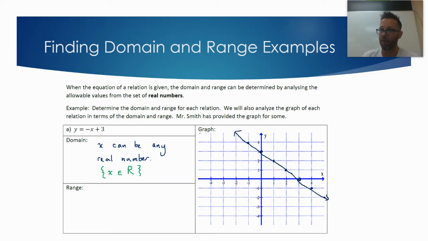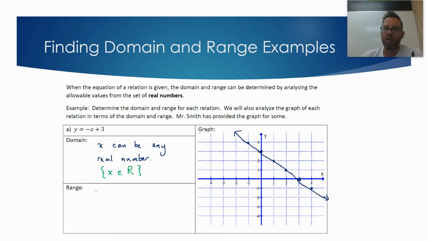I mean, we're taking the functions course. We're choosing to take the highest level of math, high school math. We got to get used to this kind of formal language. So we can say in words, x can be any real number, but our mathematical notation will be this. Set notation, x is an element of the real numbers.